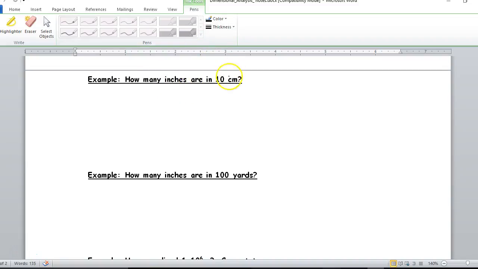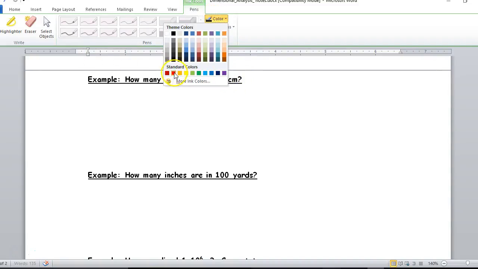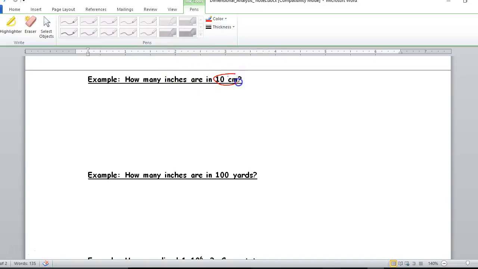So this, 10 centimeters, I'm going to make red here. This is my given. Okay, it's a number with a unit. That's my given. They want to know how many inches that is, so this is my unknown. I'm going from centimeters to inches. Let's just go back to black.